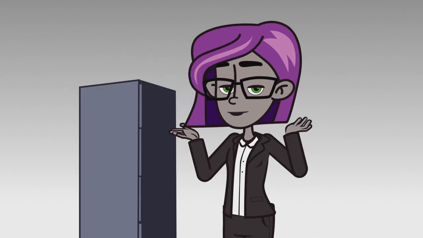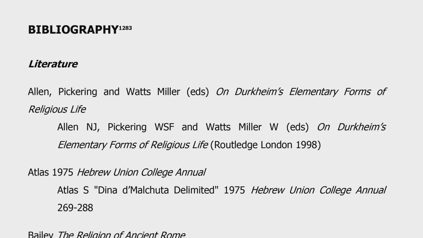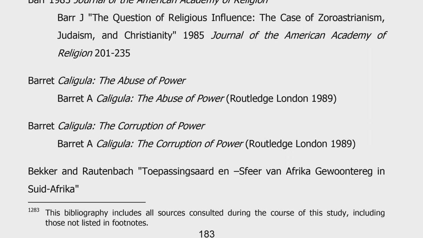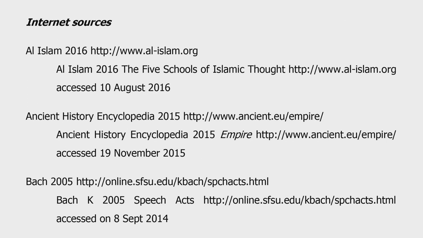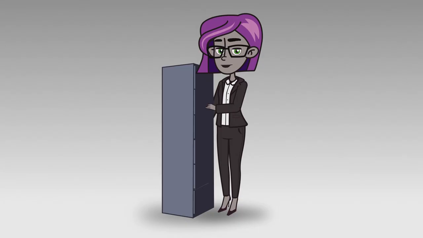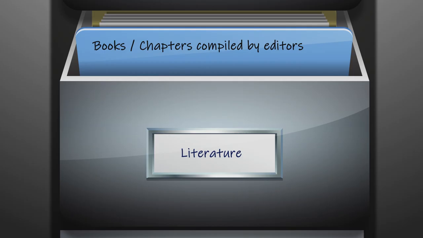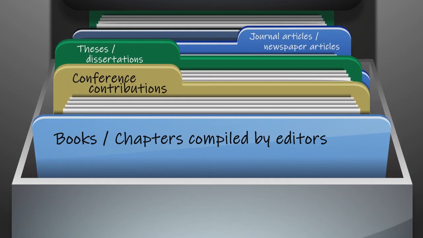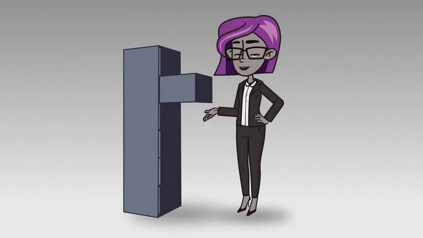Now, how to determine which sources go where? Before starting your bibliography, you have to sort your sources according to their types. Note that almost every source can be found on the internet, but they aren't necessarily internet sources. I will clarify as we go along. The very first subheading of your bibliography is literature. Let's see what types of sources you find in this drawer.